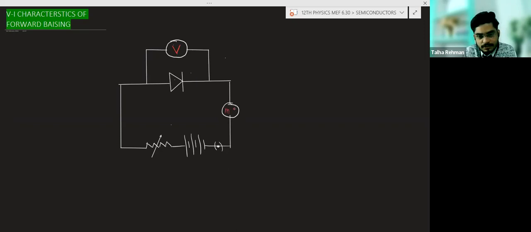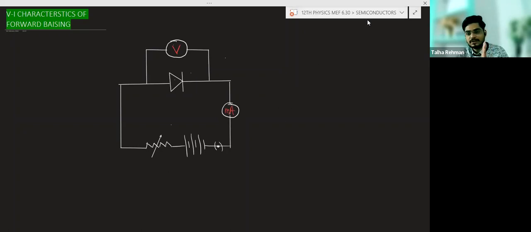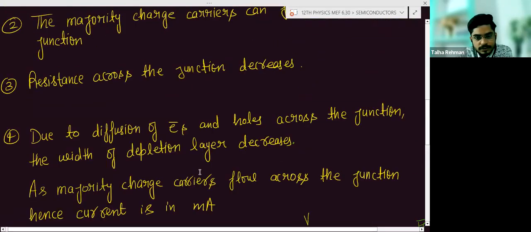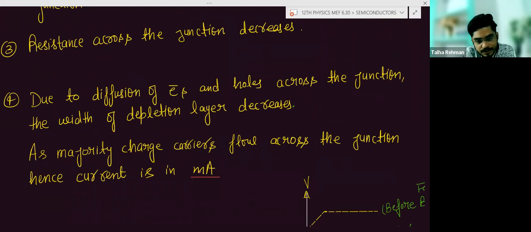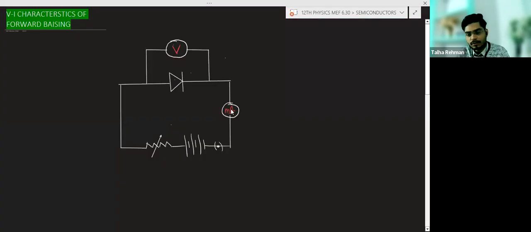A milliammeter is connected. Why are we connecting the milliammeter? Because I told you that in forward biasing the current will be in milliamperes. That is why, to measure that current, we have to connect a milliammeter, so it will measure the current in milliamperes. And we know that the ammeter is always connected in series. So this is the battery, this is a variable resistance, and this is the key.